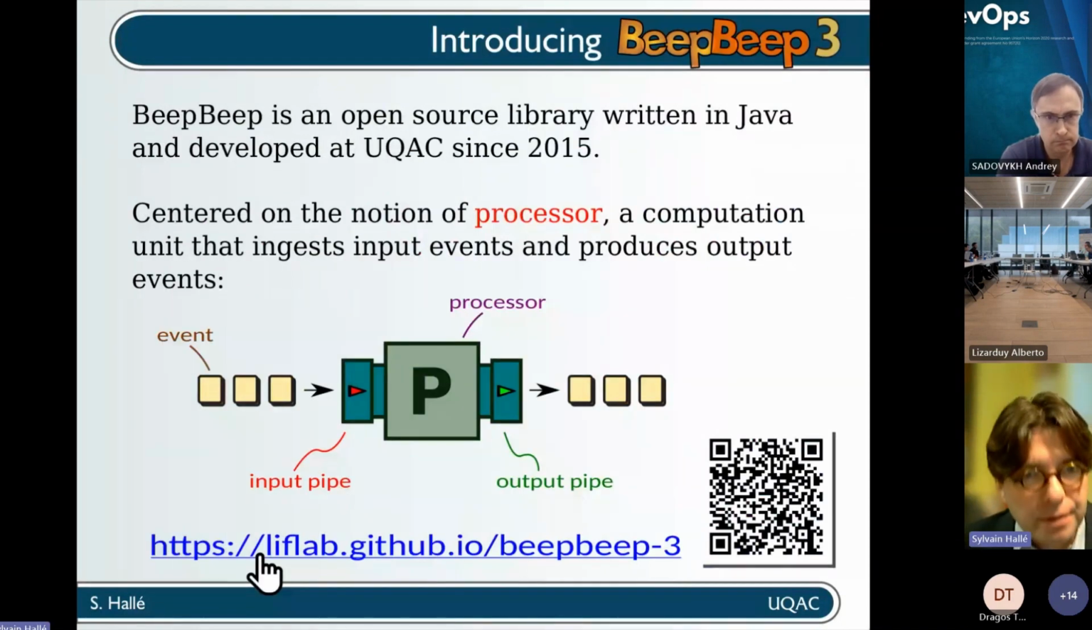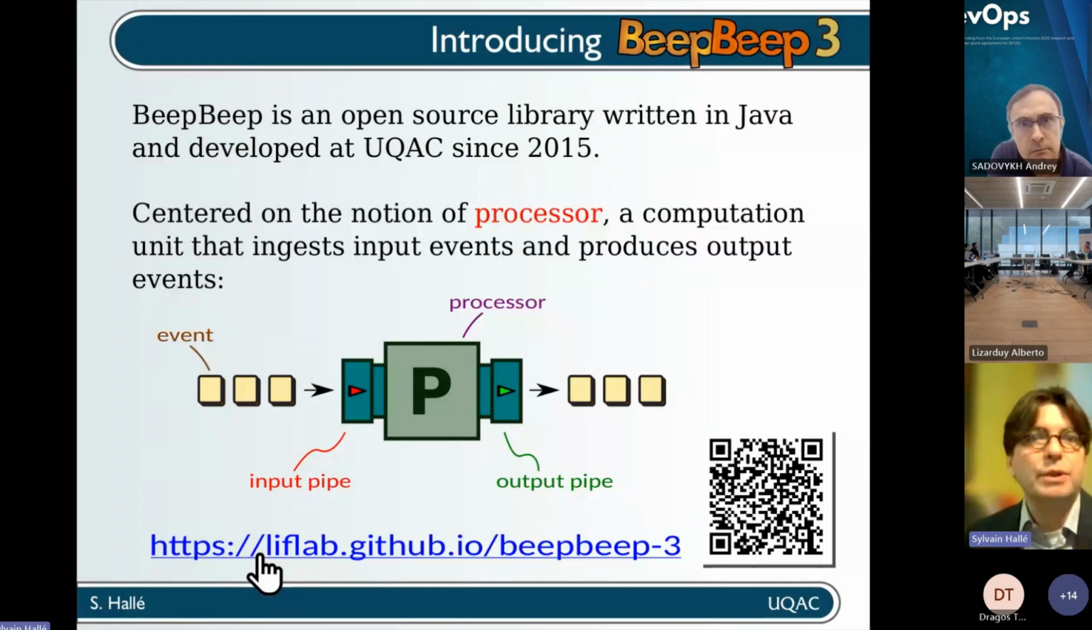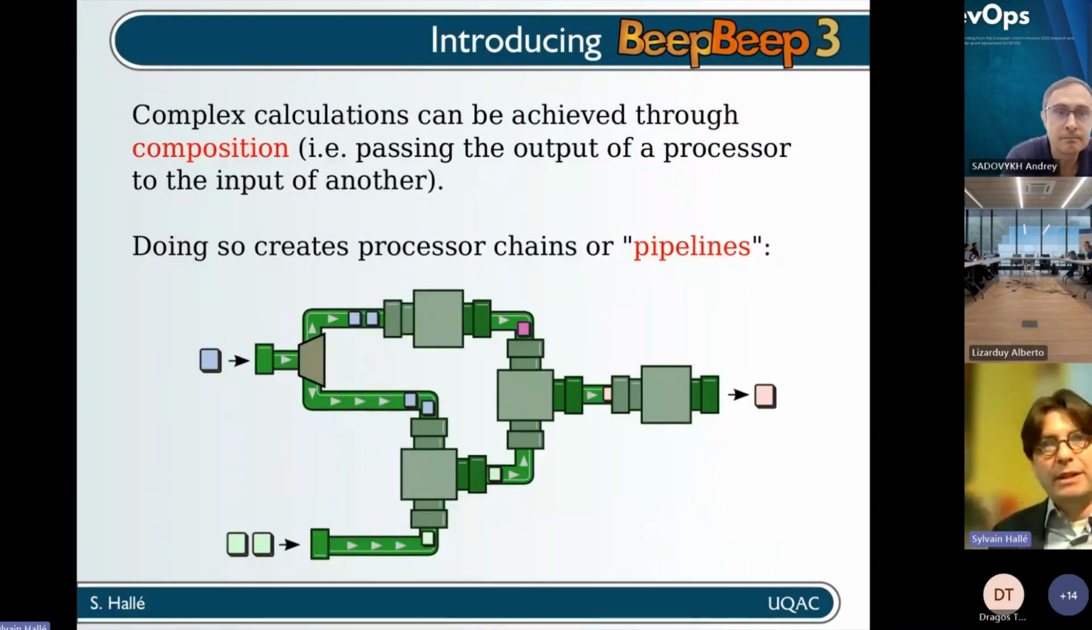We implemented these concepts by extending a stream processing library that's called BeepBeep, which has been developed in our lab since 2015. It is centered on the notion that's called processor, which is a computation unit that ingests input events and produces output events. If you want to know more about BeepBeep, there's a link at the bottom of the slide where you can go look at how it works. The principle is that when you want to express complex calculations, you do that through composition. So you have elementary boxes that process streams and you connect them to each other in order to produce a more complex calculation, which creates what we call processor chains or pipelines, as you can see in the picture here.